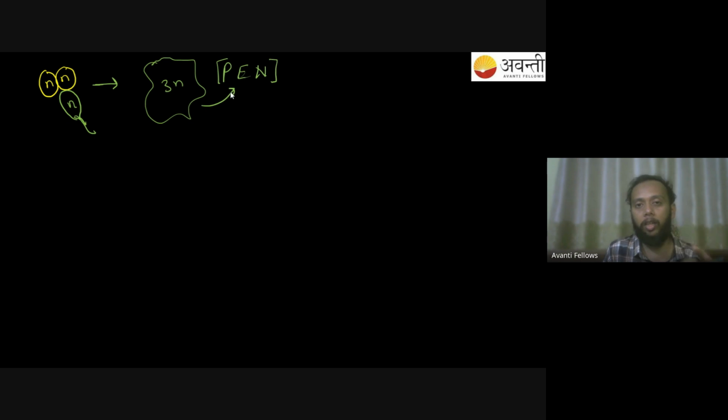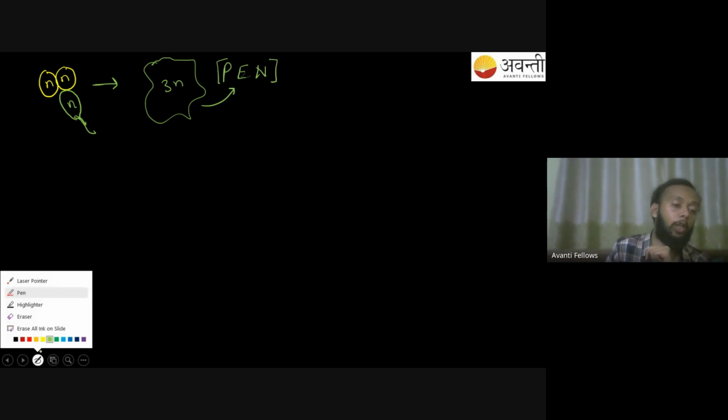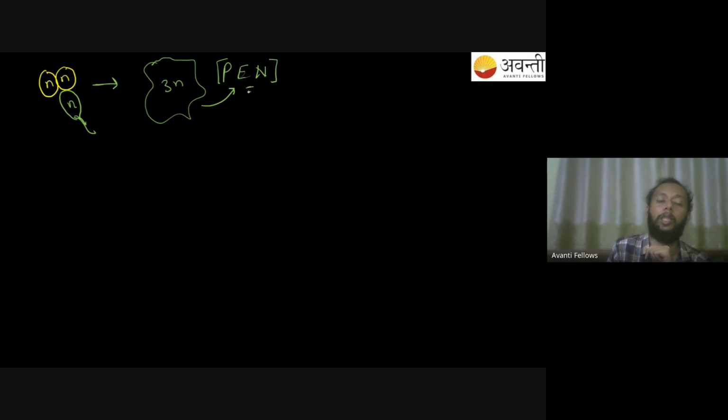Now what we have generally observed is that once this endosperm nucleus has been formed, it will undergo rapid mitosis. Nuclear division, or nuclear mitosis, will be seen happening over there. Once this primary endosperm nucleus has been formed, we will find multiple nuclear divisions being seen.